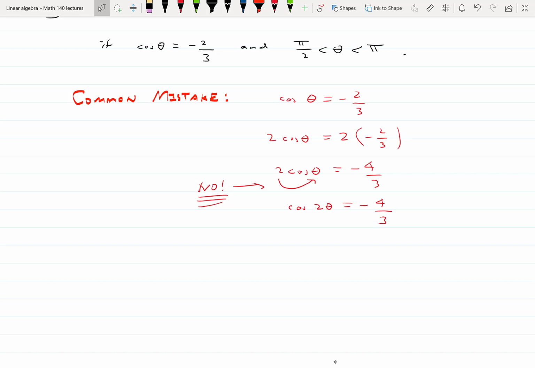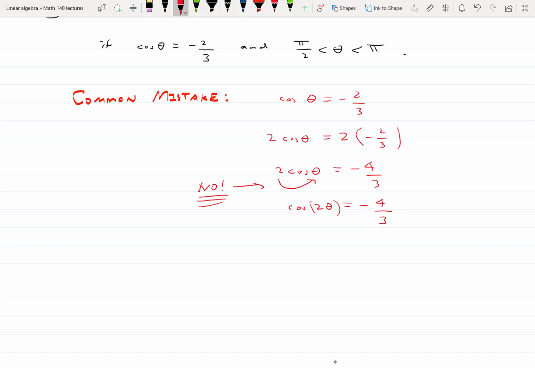By the way, there is a clue in this false result that tells us that it's impossible. What's wrong with the statement cosine of 2 theta equals negative 4/3? What's wrong with that statement? It's a blaring thing to us. It's shouting at us almost that that's impossible.